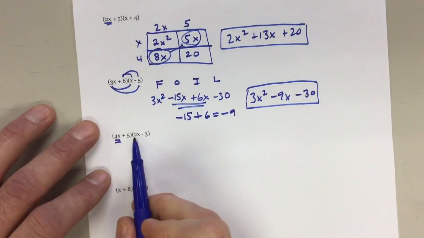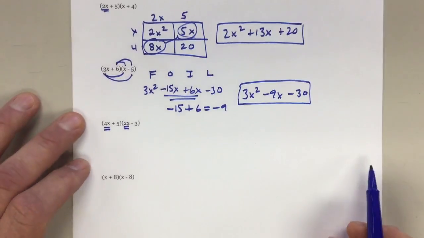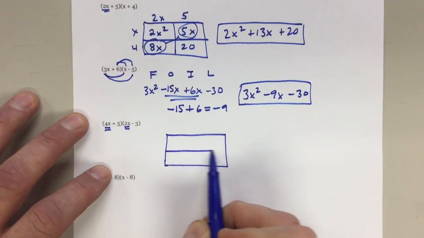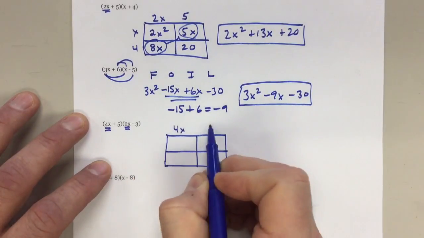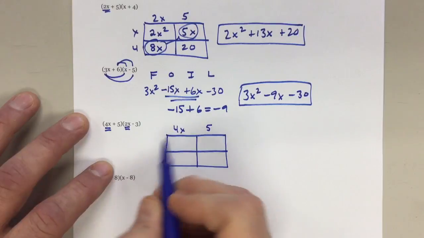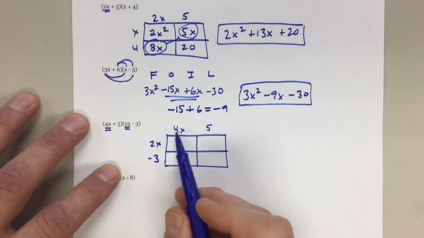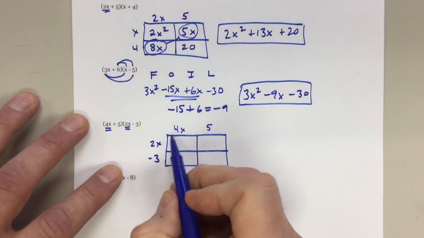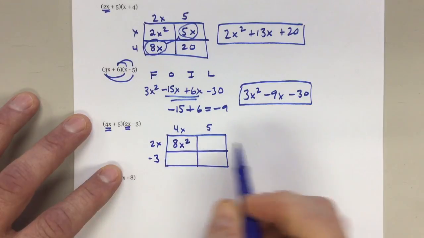Here's a problem where both the x's have numbers in front of them, and that's okay. I'm going to do the box method on this one. So 4x and 5 on top, 2x and negative 3 on the side, and now I just have to be aware that the x's have numbers next to them when I multiply here. So 2x and 4x, I multiply 2 times 4 is 8x squared.